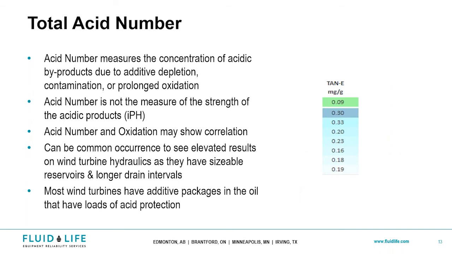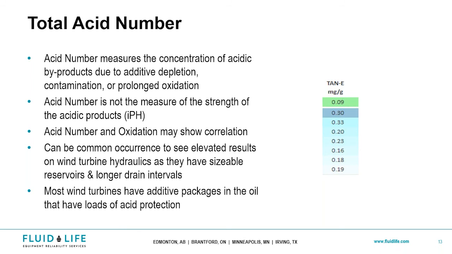So total acid number is the measure of concentration of acidic byproducts due to additive depletion, contamination, or when you're seeing oxidation for a long time, right? One thing to note here is there's a distinction between total acid number and something like an IQH test, right? So acid number is not the measure of the strength of acidic products. That would be something like the IQH test. Once again, you're just looking at concentration. So it doesn't necessarily speak to how corrosive in nature it is, but it is showing you that there are corrosive elements present in X amount.